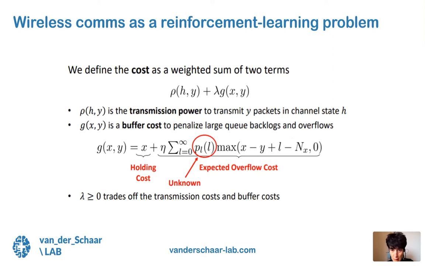The first term is the transmission power to transmit Y packets given the current channel state, and a buffer cost that is penalizing large queue backlogs and overflows. This can also be seen as a surrogate of the delay. So we have here this weighted cost, which contains again the holding cost and the expected overflow cost. Lambda is the trade-off of the transmission cost and the buffer cost. And again, we need to solve this optimization problem under uncertainty because PL is not known.